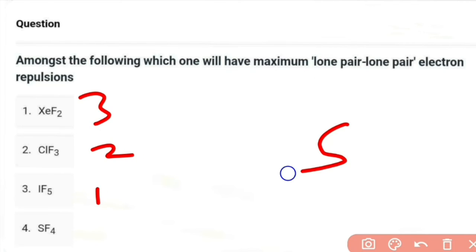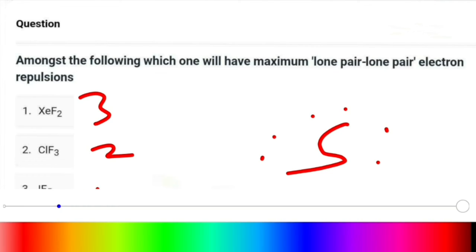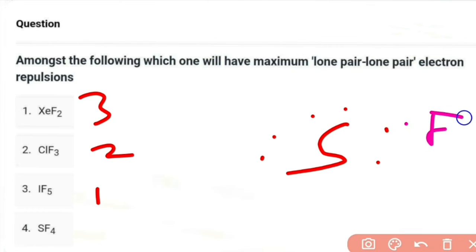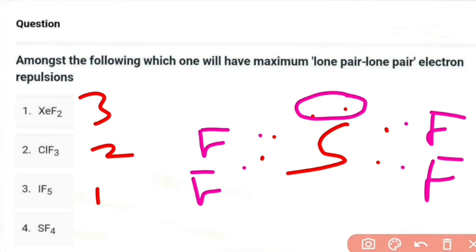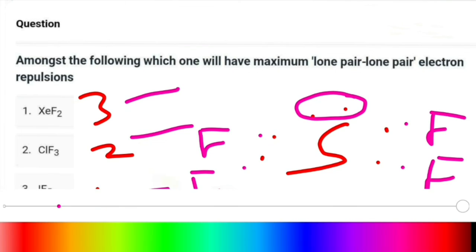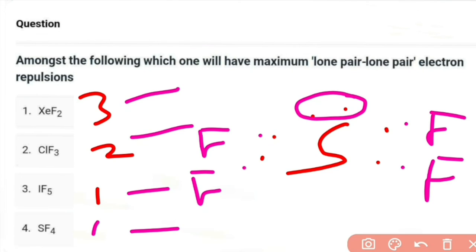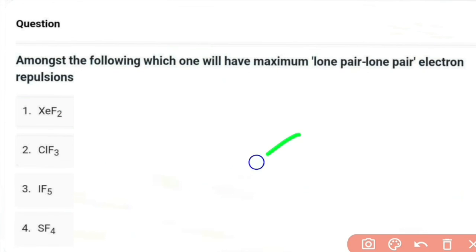And now the next thing, my friends, sulfur has 6 electrons in its valence shell, and SF4 means it is utilizing its 4 electrons to form bonds with 4 fluorine atoms, and the structure suggests sulfur has only 1 lone pair in this case. So 3, 2, 1, 1, and as I said earlier, the molecule which will have more lone pairs will have more lone pair repulsion, and so is the case here.